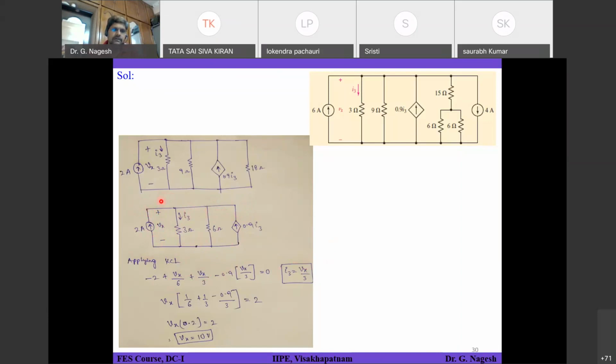Now I will ask you what is the current flowing in the 6 ohms resistor. How will you find it out? The current coming out of that particular node is simply V divided by R. So the current flowing through this 6 ohms resistor will be V, which here is Vx, divided by 6. That is the current coming out of this top node. So Vx divided by 6.